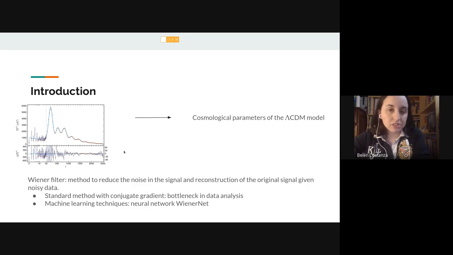But the data have uncertainties which add noise to the maps of the CMB, so we need methods to reduce that noise. The Wiener filter is a method to reduce the noise, and the output of the filter is an approximation of the original signal without noise. The Wiener filter is usually employed with a traditional method that uses conjugate gradient, but it is a bottleneck in data analysis because the computational cost is enormous. So in this work, we study how to apply the Wiener filter with machine learning techniques, specifically with a neural network called WienerNet.